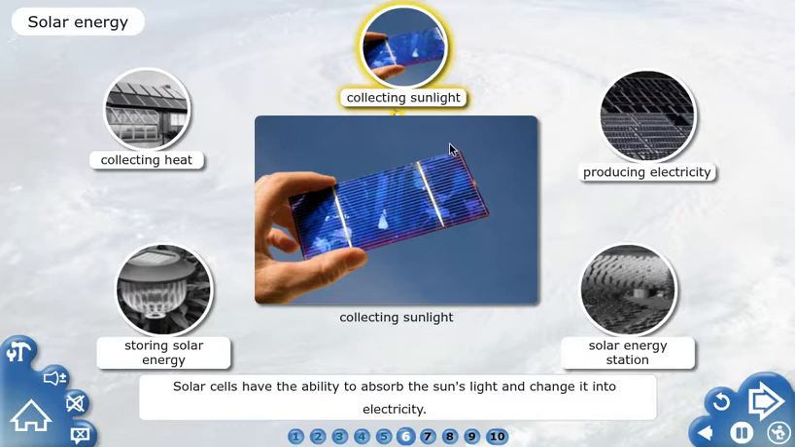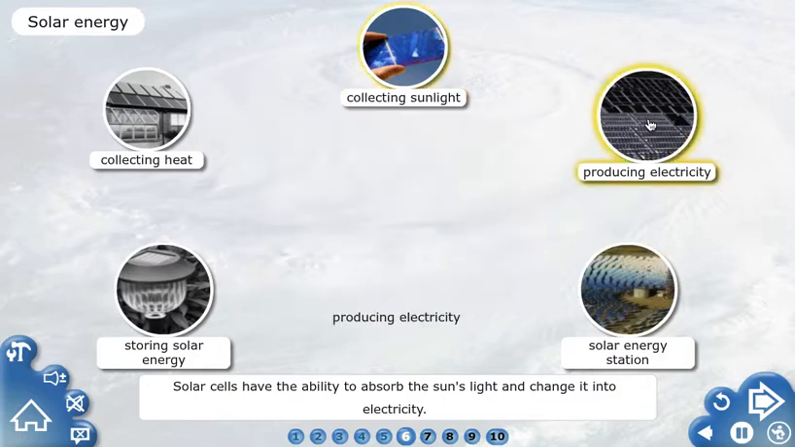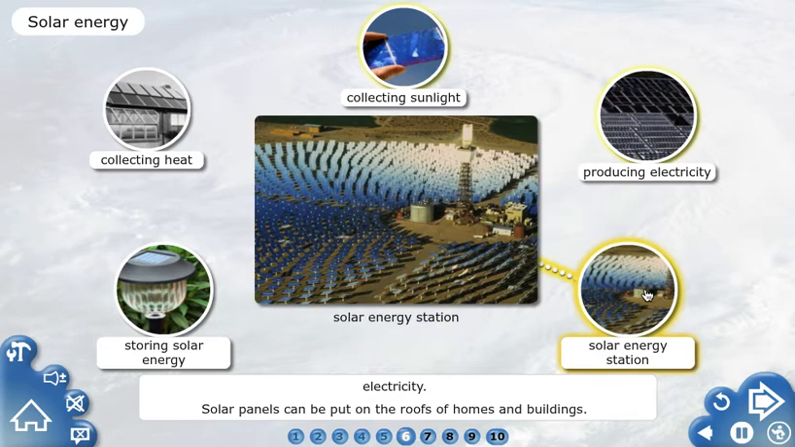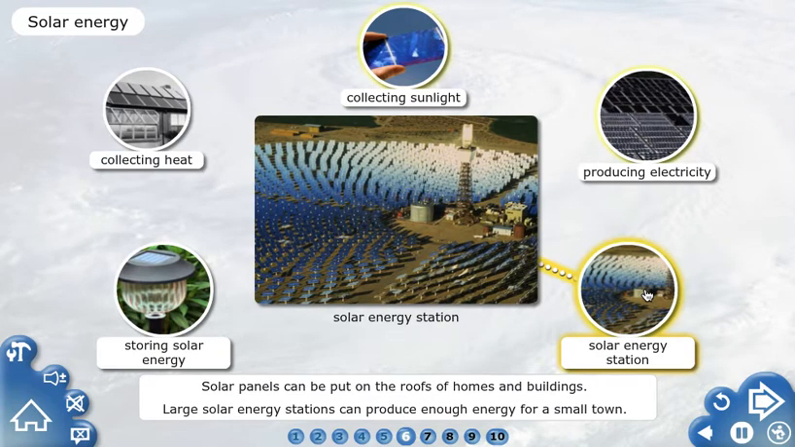Solar cells have the ability to absorb the sun's light and change it into electricity. Solar panels, large arrays of solar cells, change the energy from sunlight into electrical energy. Solar panels can be put on the roofs of homes and buildings. Large solar energy stations can produce enough energy for a small town.